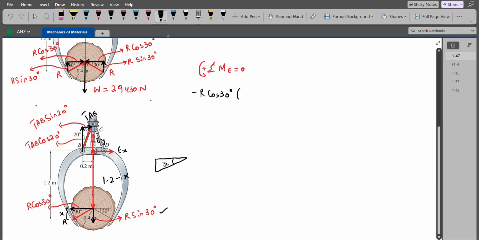this right here is 30 degrees. This is the vertical distance x, and this is 0.4 meters as given to us in the diagram. The radius of this log is 0.4 meters. So x is equal to 0.4 sin 30. So the moment arm is 1.2 minus x, which is 0.4 sin 30.